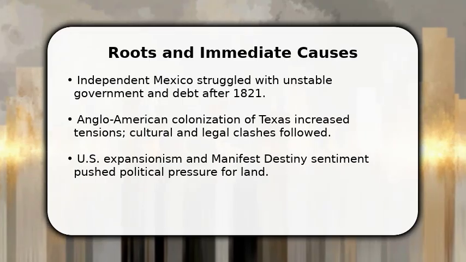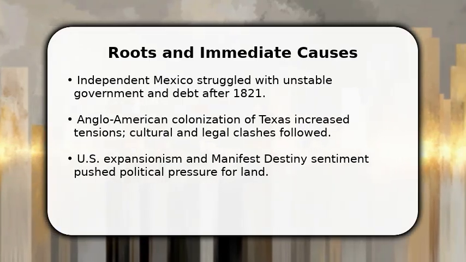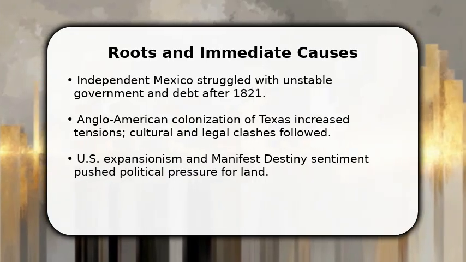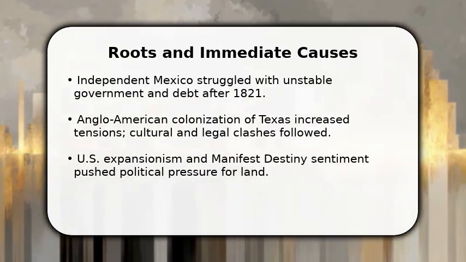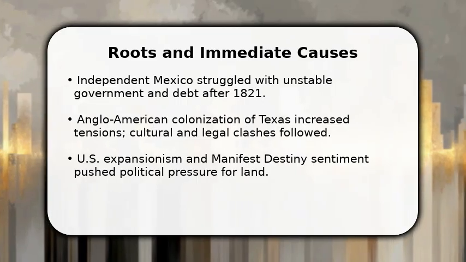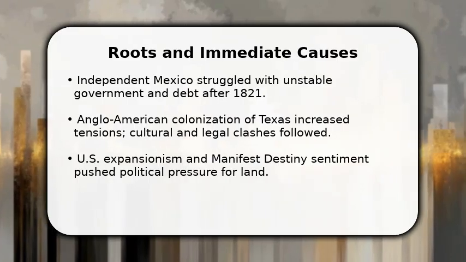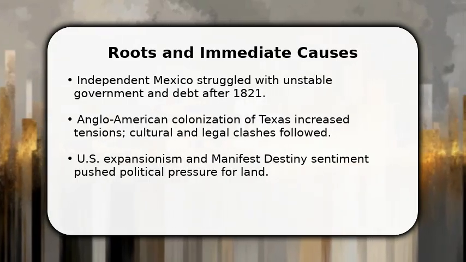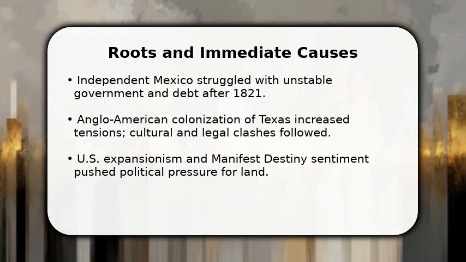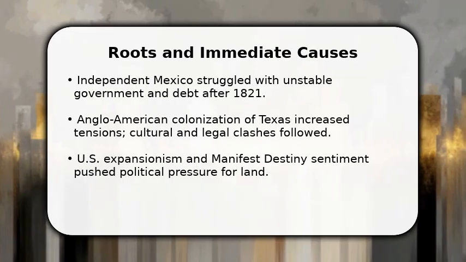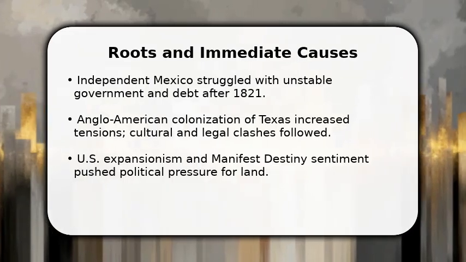You begin by seeing the fragile context. Mexico was newly independent and politically divided, while settlers in Texas openly resisted Mexican laws. Once you note that Anglo migration brought different legal expectations and slavery disputes, recognize how U.S. political leaders framed expansion as inevitable. Measure how debt, weak central control, and American public opinion created the first openings for conflict.